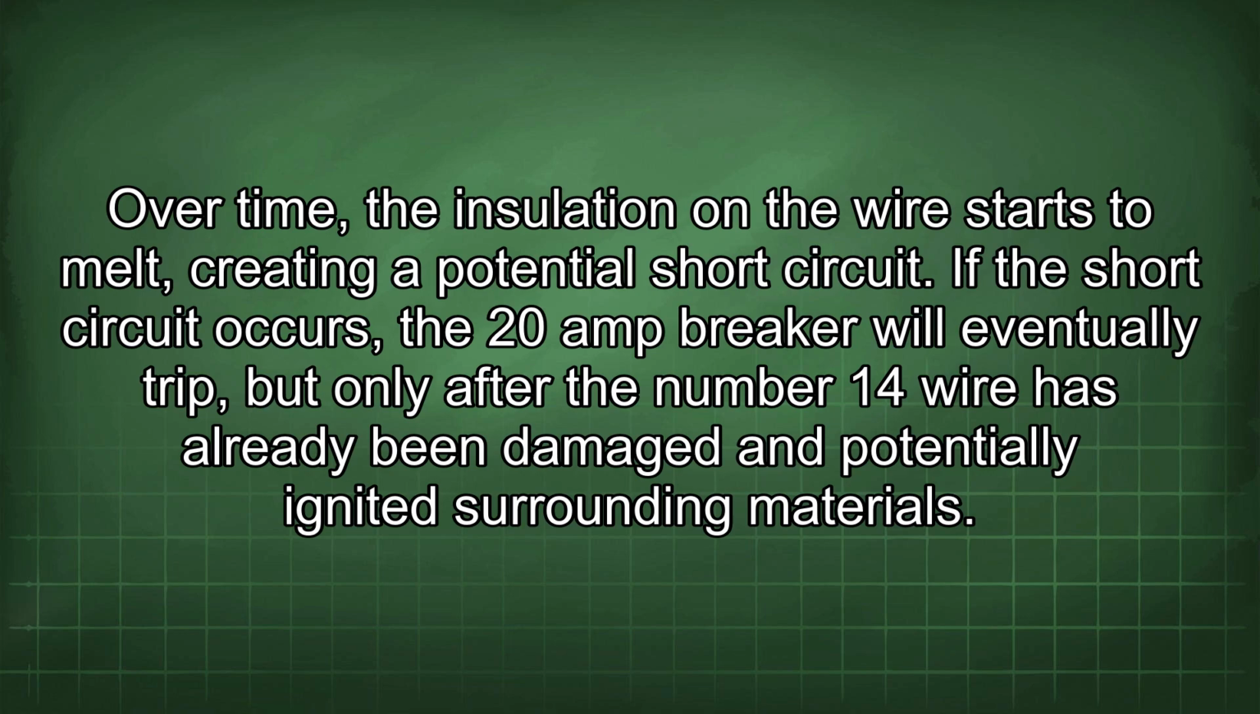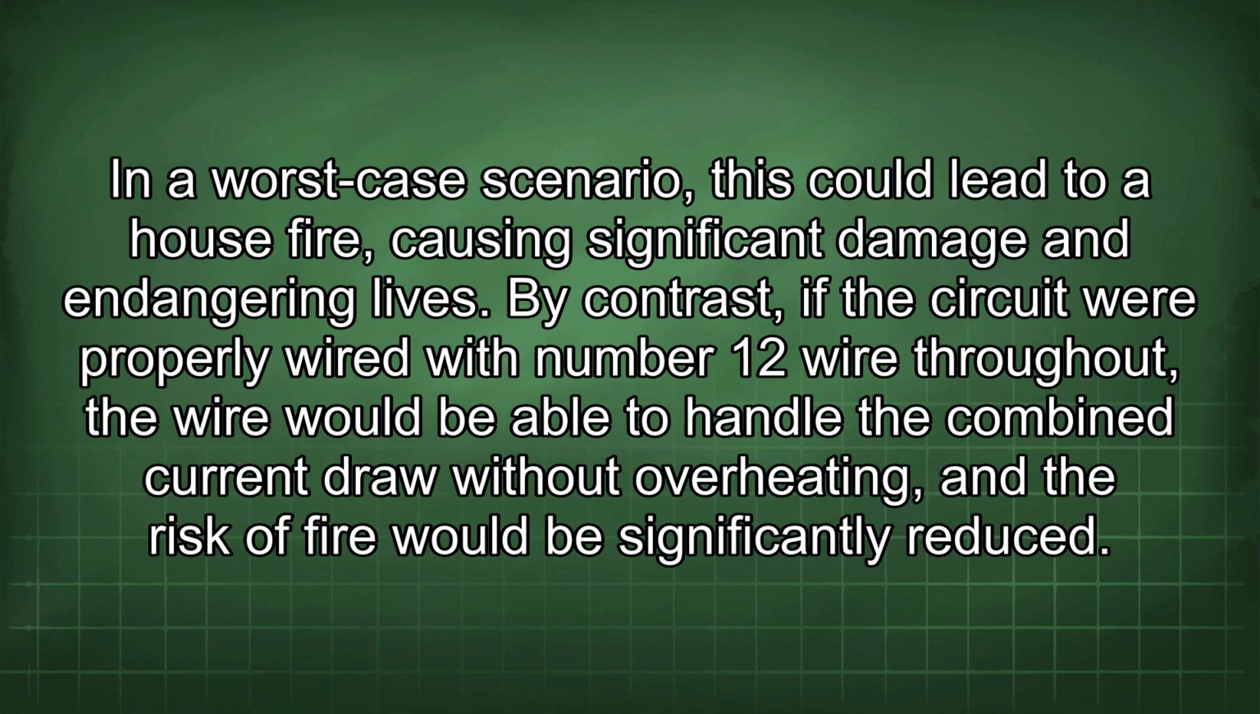If the short circuit occurs, the 20 amp breaker will eventually trip, but only after the number 14 wire has already been damaged and potentially ignited surrounding materials. In a worst case scenario, this could lead to a house fire, causing significant damage and endangering lives. By contrast, if the circuit were properly wired with number 12 wire throughout, the wire would be able to handle the combined current draw without overheating, and the risk of fire would be significantly reduced.